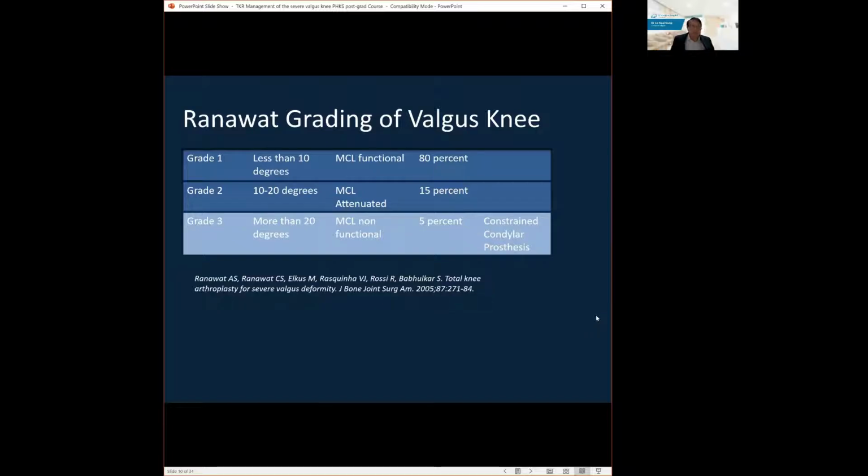The grade 2s from 10 to 20 degrees, the MCL is often lax, attenuated. They form 15% of the cases. More releases are necessary on the lateral side, and we have to be careful at times that we may end up not being able to balance.